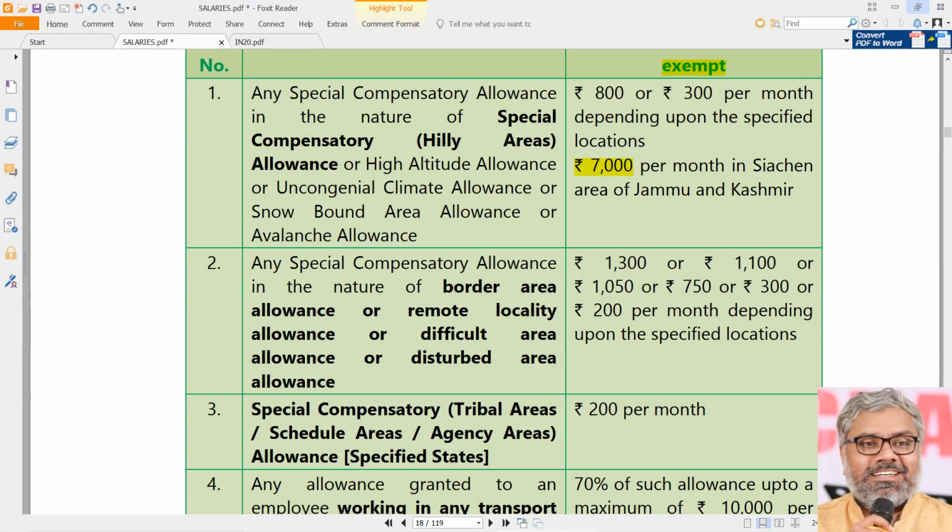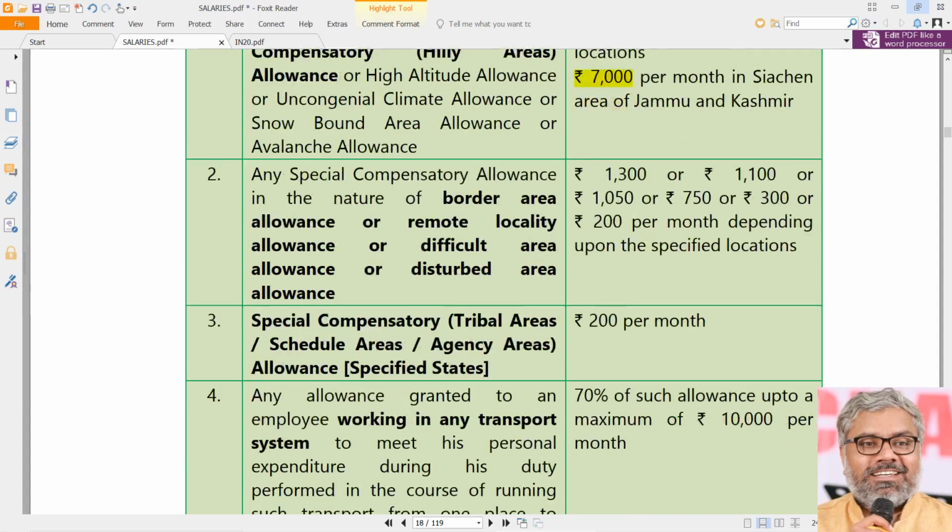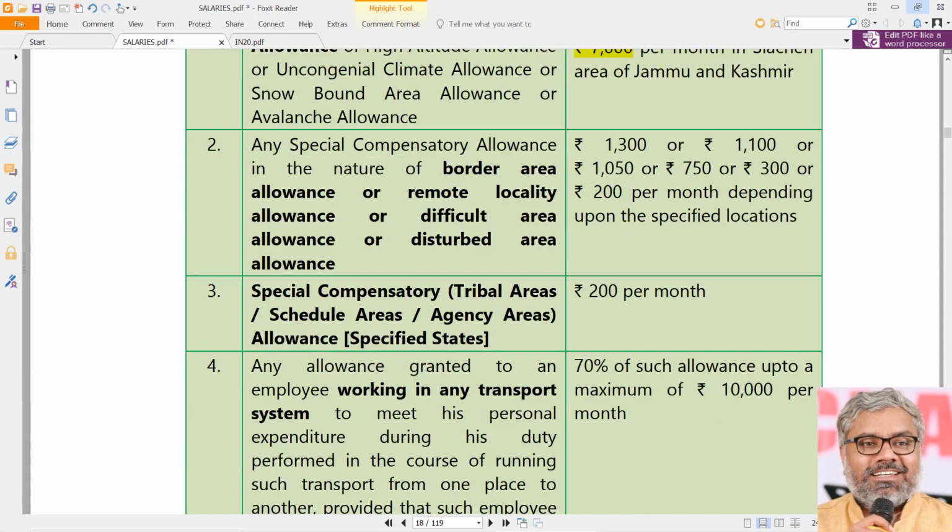If at all you are interested in Siachen, remember 7,000 rupees per month. That is the only thing you can remember. 300, 800, you don't know. That depends upon the altitude of the hill, and we don't care about those things. Just ignore it. Same thing next one also. Too many possibilities are there, and to whom they are given, you can read, you can understand easily.